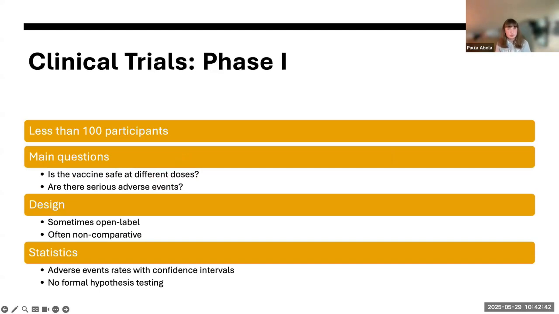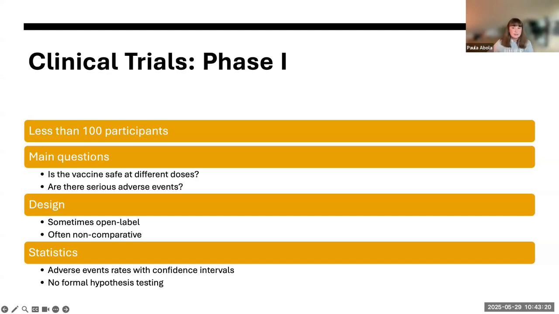Then phase 1 moves into humans, typically fewer than 100 participants. The main questions here are, firstly, is the vaccine safe at different doses? And are there any serious adverse events? Sometimes the design here is open label, meaning that everybody knows what they're getting, whether the placebo or the vaccine, and at what dose. Often we're not comparing here, so we're mostly focusing the statistics on adverse event rates: how many participants experience side effects like fever, pain, or allergic reactions.